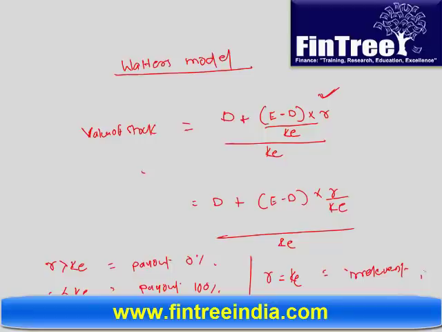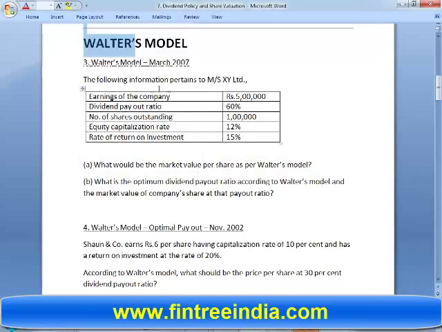Okay, so let's go and approach the first question. The following information relates to XYZ Limited. Earnings of the company are given, number of shares outstanding given, dividend payout ratio is given, equity capitalization rate 12%, return on investment 15%. What is the market value per share as per Walter's model? What is the optimum dividend payout ratio according to Walter's model and the market value of the company share at that payout ratio? Okay, so let me solve the first one for you.